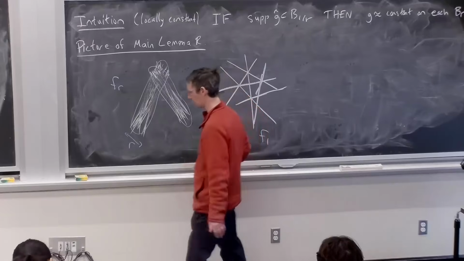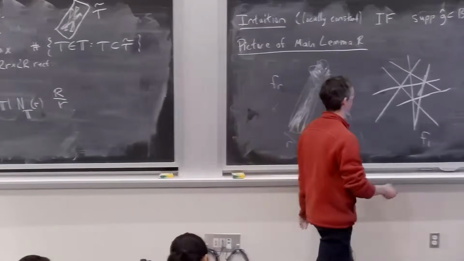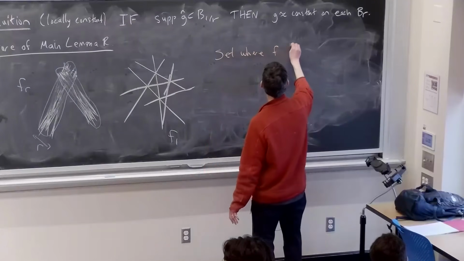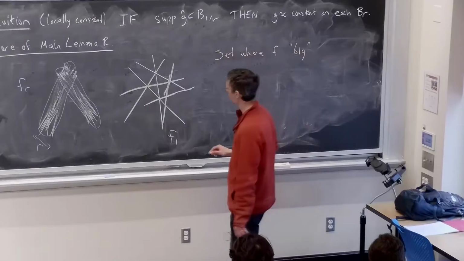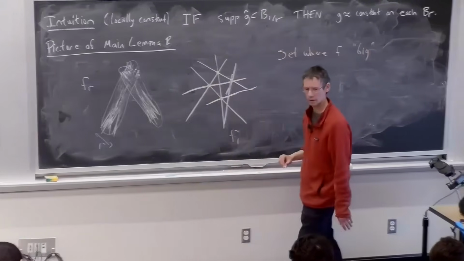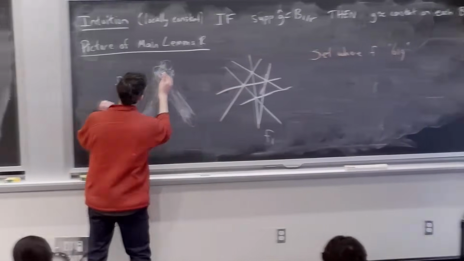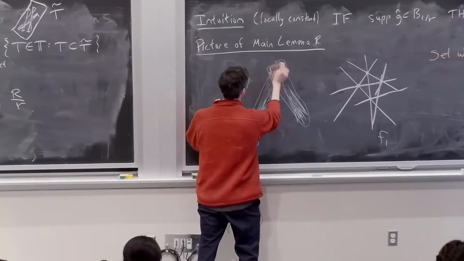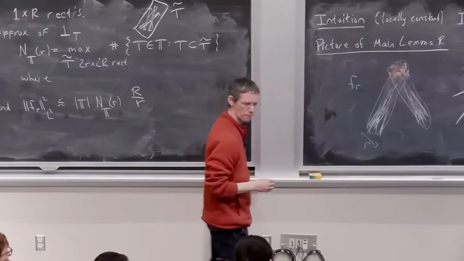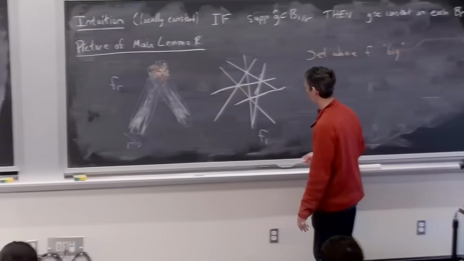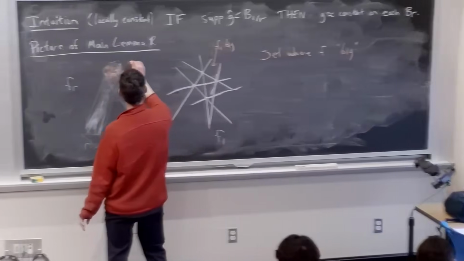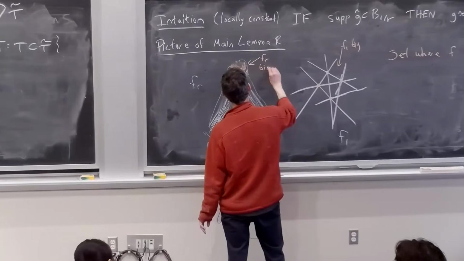And so if I were to visualize the set where f is big, well, there might be some bits in here where f is big. But then there also might be some piece in here where f is big. So over here, this is where f sub 1 is big. And over here, this is where f sub r is big.